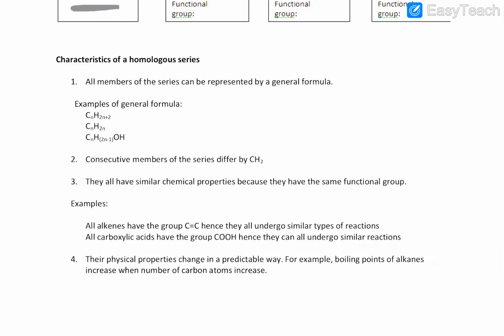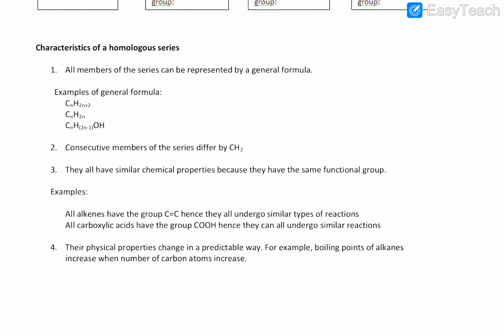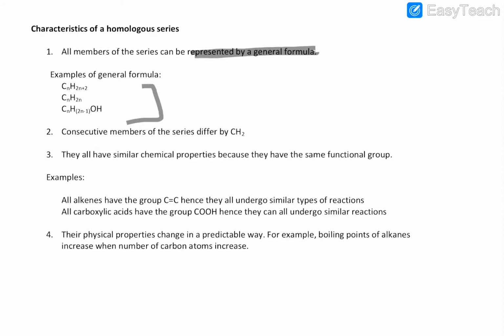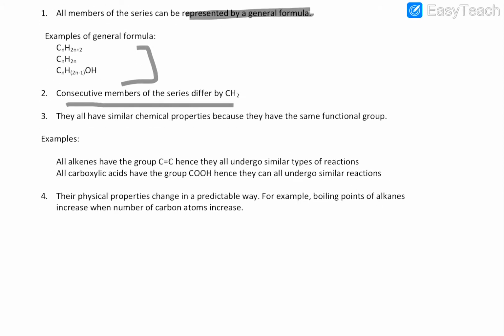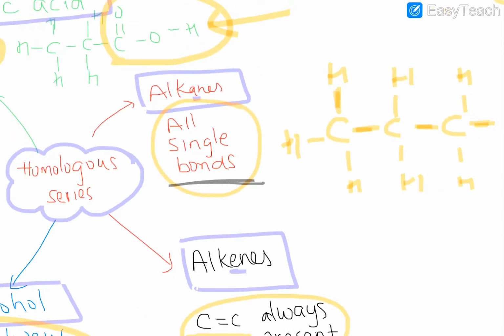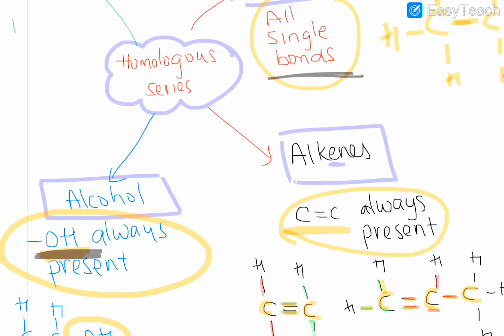Now, characteristics of homologous series. So, how are the family members related to each other? All members can be represented by a general formula. These are examples of general formulas. We'll see that in more detail later on. The successive members differ by CH2. They have similar chemical properties because they have the same functional group. So it's these groups of atoms that give them the chemical properties. Chemical properties means what reactions it will undergo.